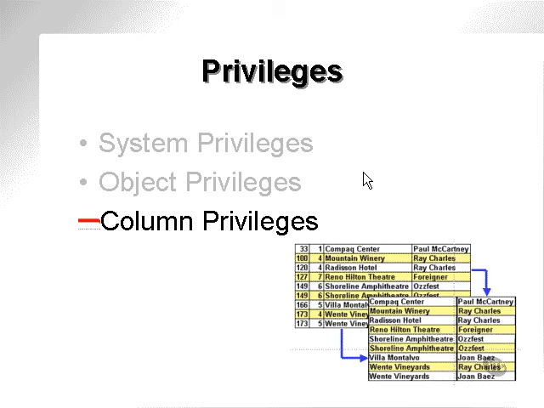Column privileges go a little bit further than object privileges in that they allow the specification of access on tables to specific columns within a table.